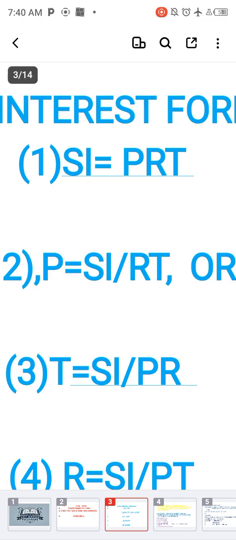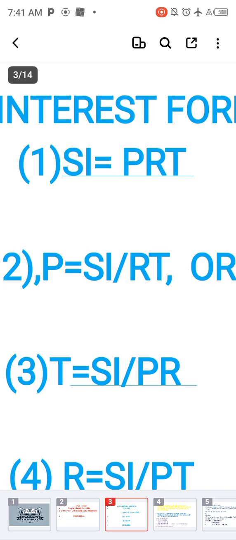The first formula, formula 1, says the simple interest is equal to the principal times the rate times time. The second formula is for when you are asked to find the principal. If you are asked to find the principal, then this is the formula you will use: P, which is the principal, is equal to simple interest over rate times time. That is where the interest, the rate, and the time are known.